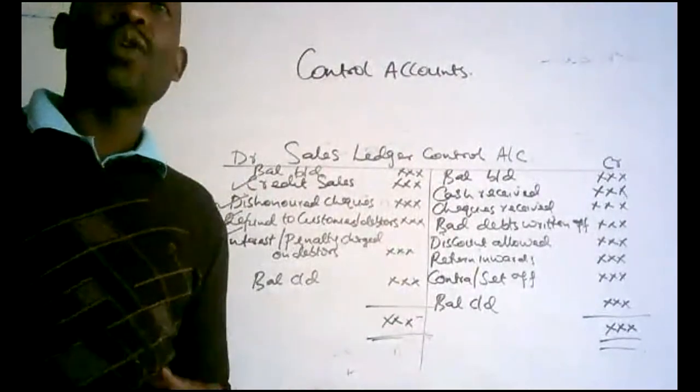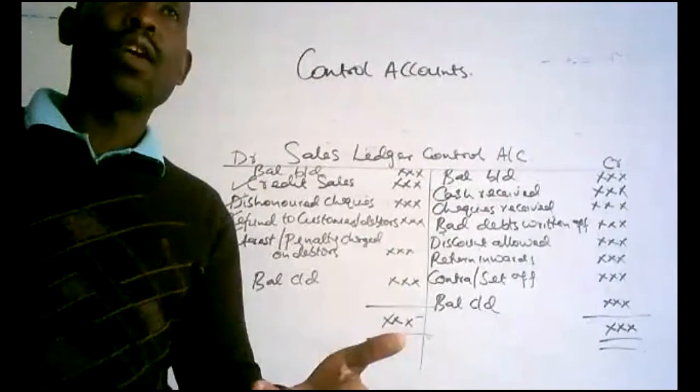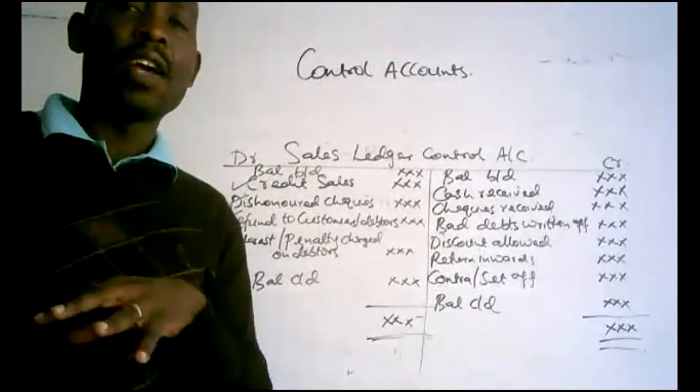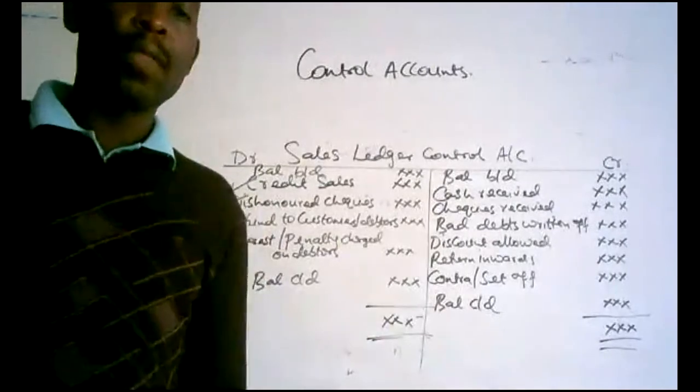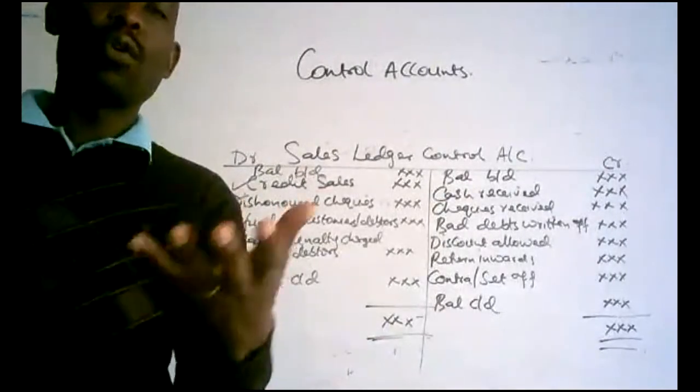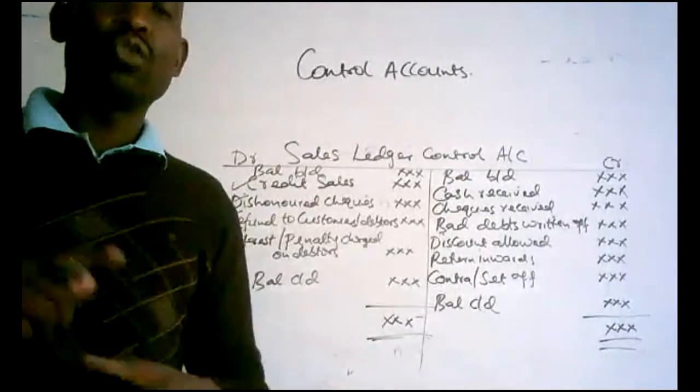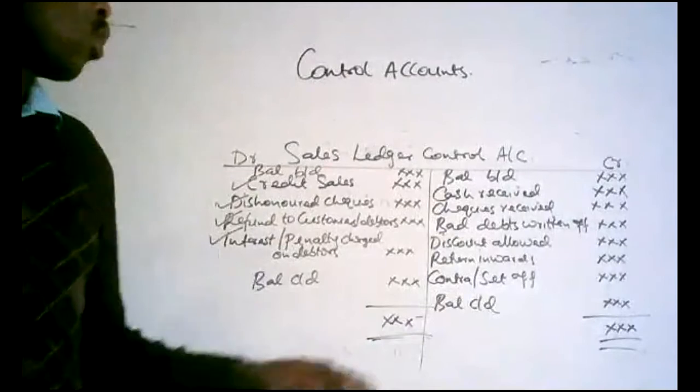Also, you can have a case whereby I owe you 1,000, and you owe me 500. It simply means that the 500 has cancelled, so I only need to top up the 500 because I had more debt than what you had to me. The one that cancels is what we call a set-off.